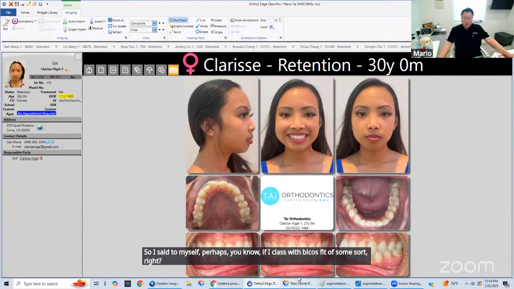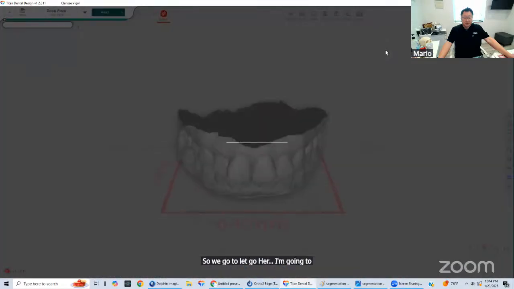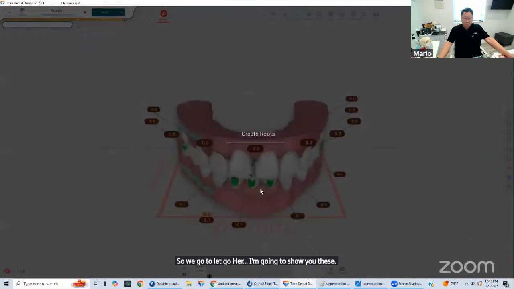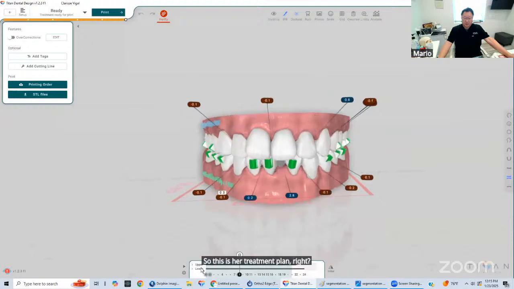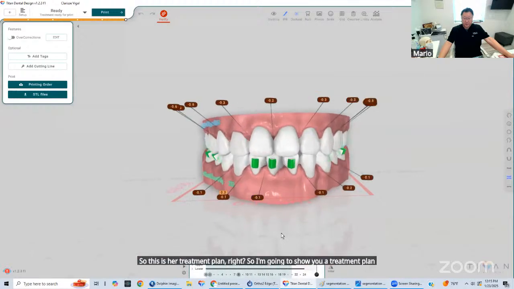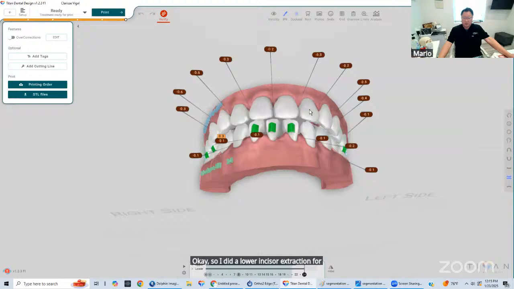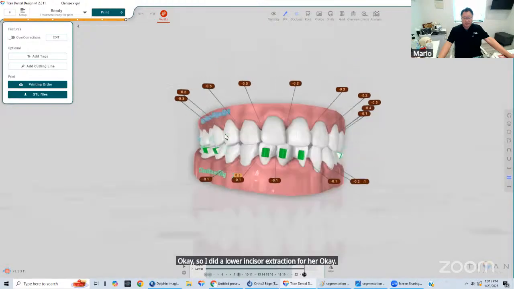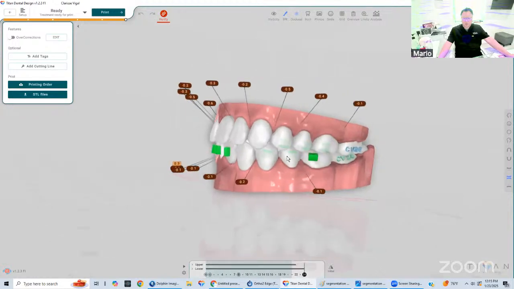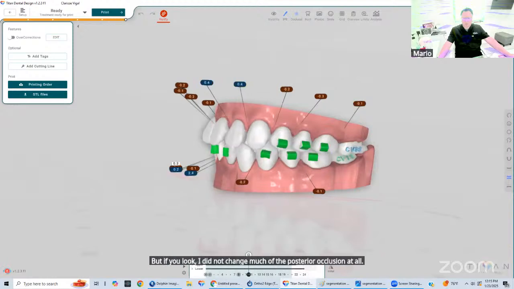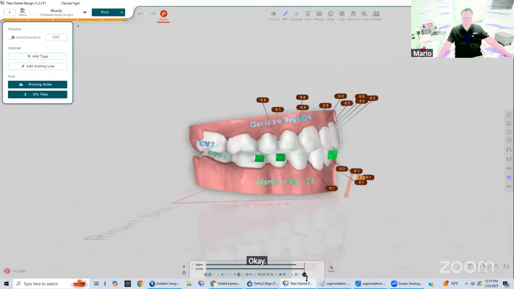So let me go to her, I'm going to show you these. So this is her treatment plan. I'm going to show you her treatment plan. This is her plan. Okay, so I did a lower incisal extraction for her. And then I did some IPR. But if you look, I did not change much of the posterior occlusion at all. Back here, I did not do any movement in the molar. Okay, I want to keep her stable.